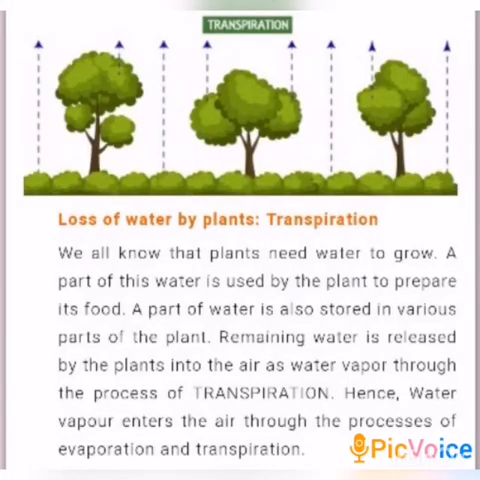The next process which is involved in the water cycle is transpiration. Do you have any idea about this process, children? You may have studied about this process in your biology chapter. Transpiration means loss of water by plants.